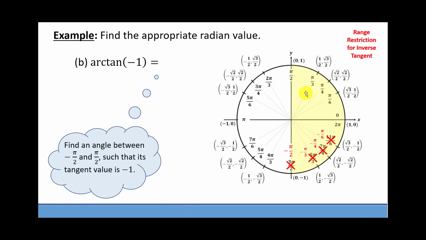Which quadrant should we look at? Quadrant 1 or quadrant 4? Well, the fact that we need to find an angle such that its tangent value is negative 1 means that we have to look at quadrant 4. That's where tangent has negative values. Well, an angle that's related to pi over 4 is going to be negative pi over 4 in quadrant 4. Because once again, when we work with inverse sine or tangent functions, quadrant 4 contains negative angles. So the answer to this question will be negative pi over 4. So that's how you find the inverse function values.